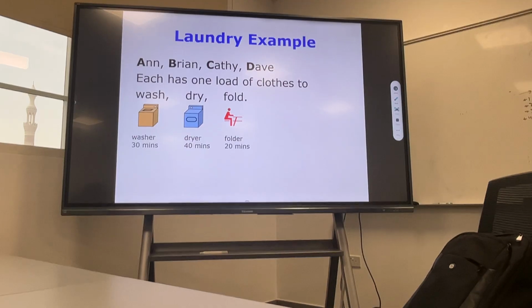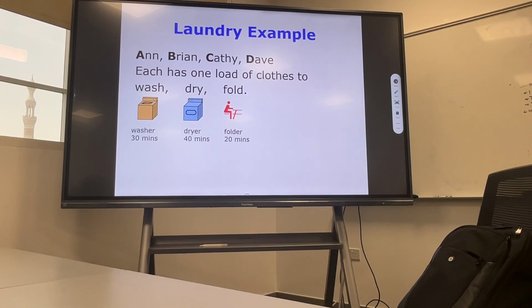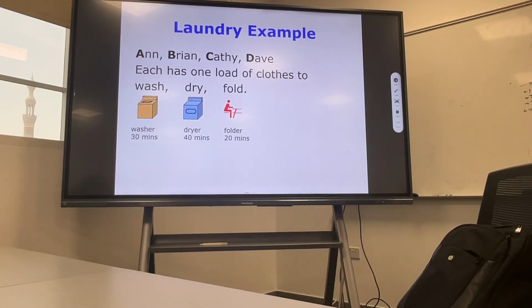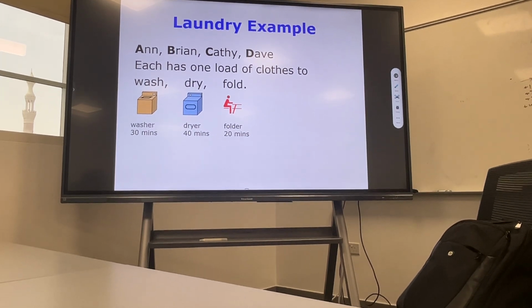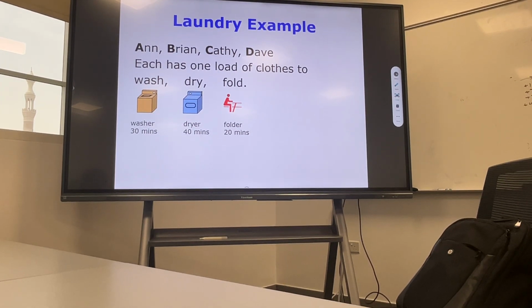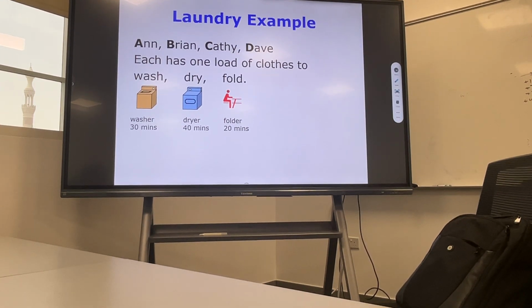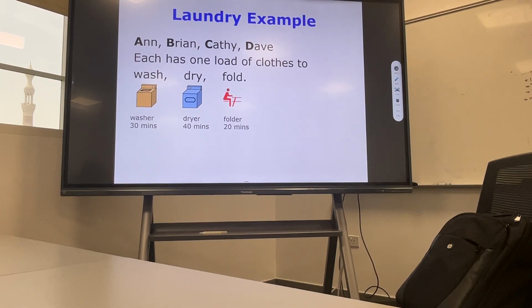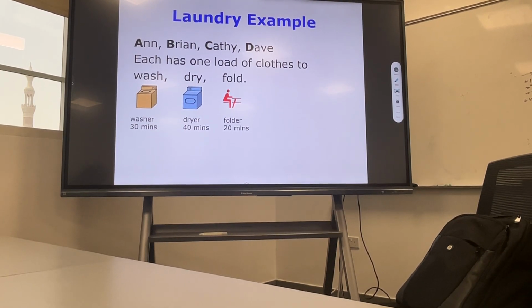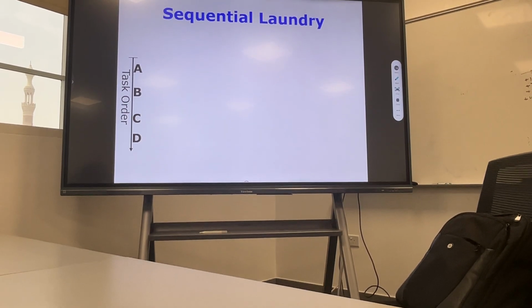Let's assume there are 4 people, A, B, C, and D. And each of these 4 people wants to wash their clothes in a laundry. So there are 3 steps in the laundry process. Let's assume we have a washer, then a dryer, and then folding. Yeah, there are 3 steps. Okay. Now, so this is the task order. So this is A, B, C, and D.